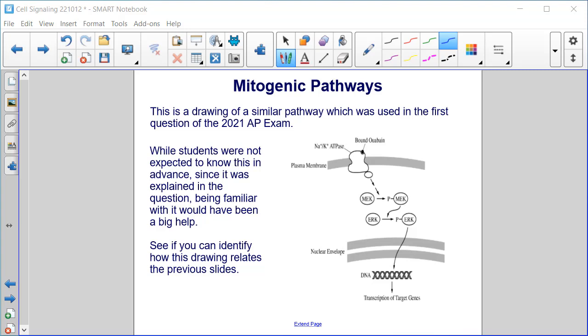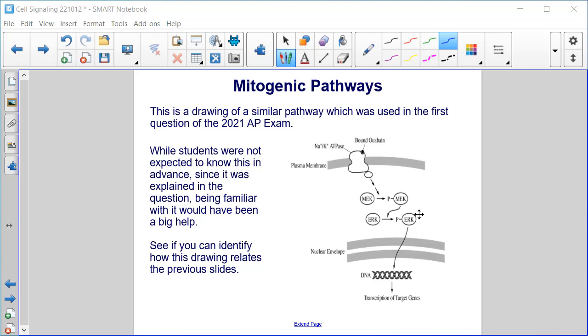This is a drawing of a similar pathway which was used in the first question of the 2021 AP exam. While students were not expected to know this in advance, since it was explained in the question, being familiar with it would have been a big help. See if you can identify how this drawing relates to the previous slides.